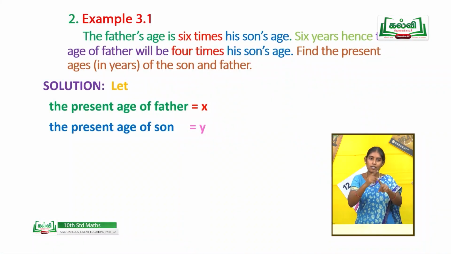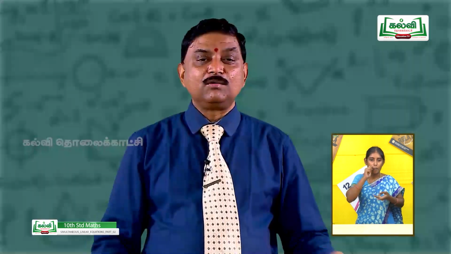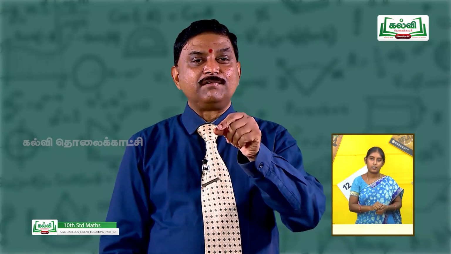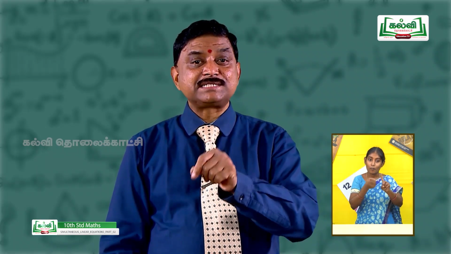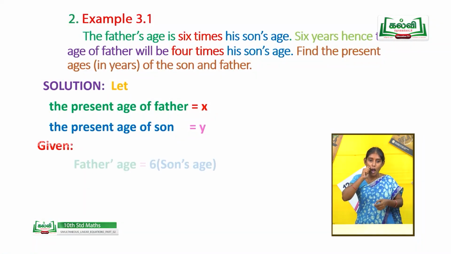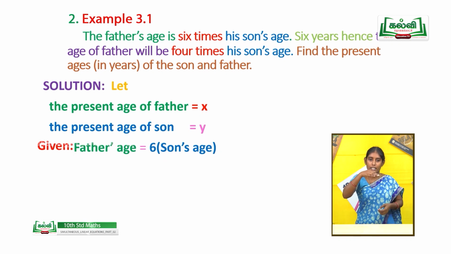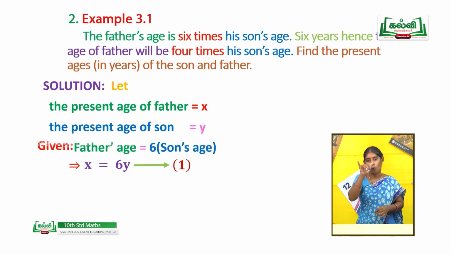The present age of the father is x, the present age of the son is y. What is the first information given? Father's age is 6 times the son's age. So, how can we write? Father's age is equal to 6 into son's age. Father's age is taken as x, so for father's age we can write x equal to 6. What is the son's age? y. So, 6y. This is the way to write it as an algebraic expression. x is equal to 6y.